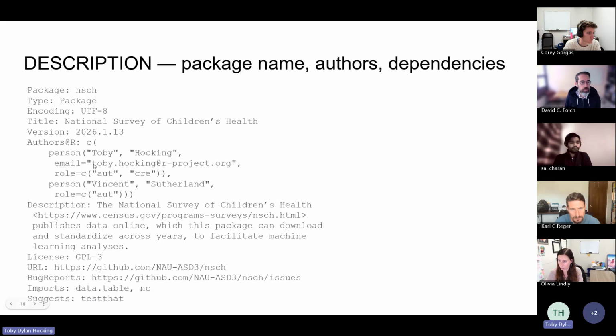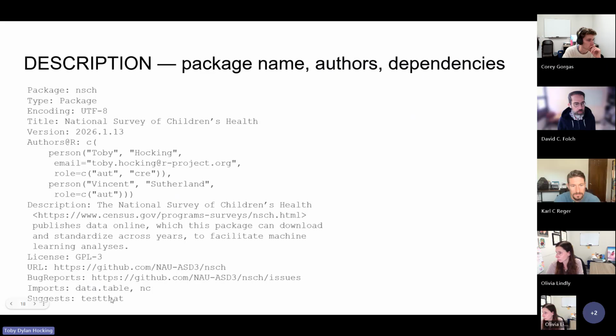First, and most importantly, the DESCRIPTION file, which has the package name, authors, and dependencies. So here is my name, and here's the description: National Survey of Children's Health. I gave a link to the website where we're doing the interface with this data. Here we have a link to the GitHub repository. We also have Imports and Suggests. So Imports are the hard dependencies. data.table and nc are two packages that we need to have before installing our package. Suggests is a soft dependency, like testthat, the testing framework. It's not required, but it could be optionally interesting. If you want to run the test suite, you can install that package.